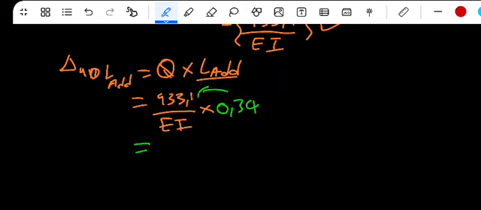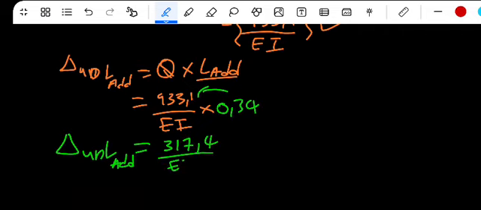What will be that UDL addition, the deflection, when you punch that there? Alright, we'll have 317.4 over EI. This is what you have now.